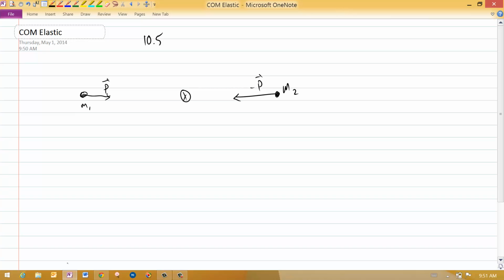I want to concentrate on this frame of reference idea for an elastic collision. Here it looks a lot like the inelastic setup, but the definition for the elastic collision is that the change in the internal energy is equal to 0.